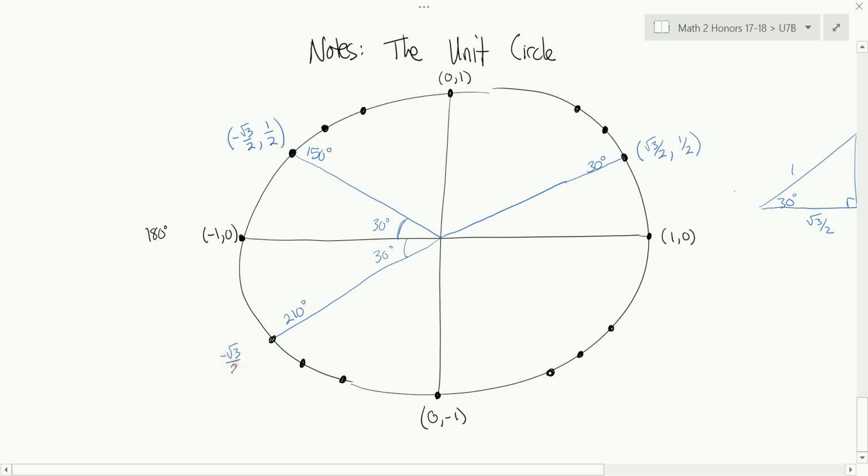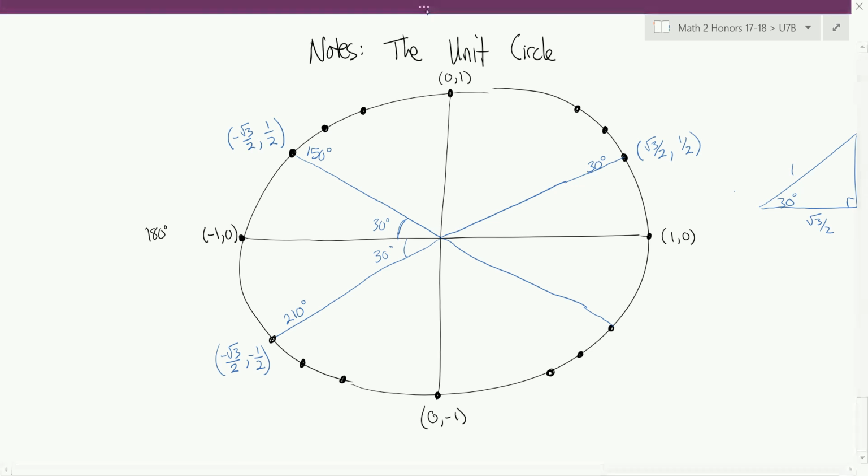Negative root 3 over 2 and negative 1/2. So same values, it's the same order, but now both of them are negative because we're in quadrant 3. And then one more time. Okay. And how do we find this one?